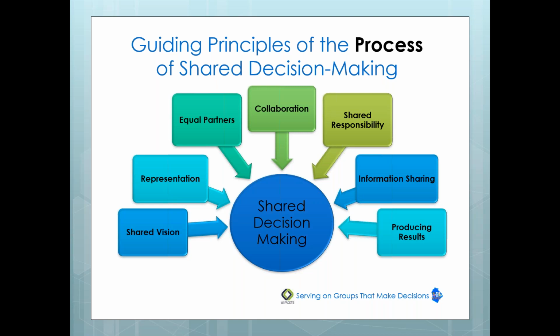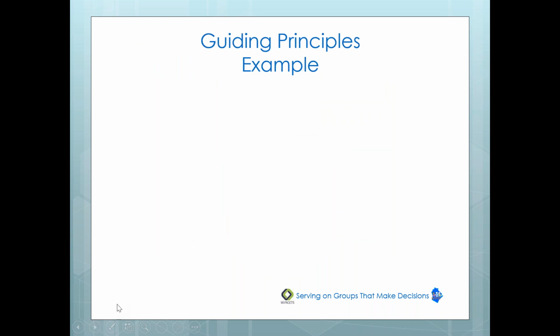And remember, when you look at these 7 principles, remember that even if one of these principles is missing, the group outcomes are going to be impacted negatively, and the shared decision making is going to be compromised. You really won't have shared decision making. So keep these in mind, very important.